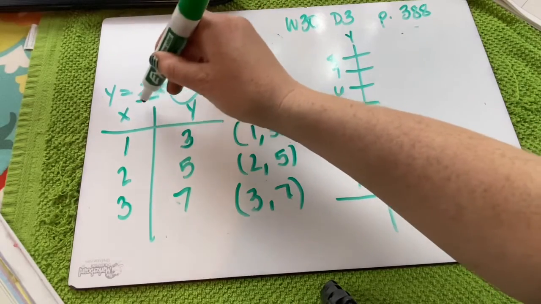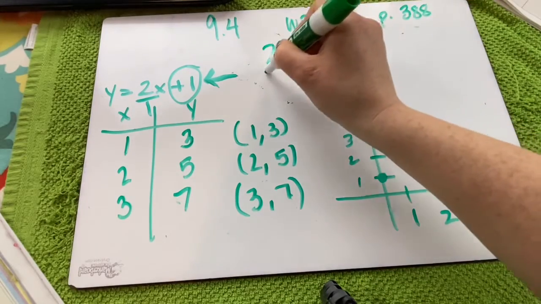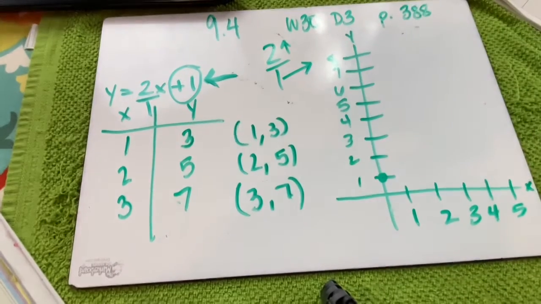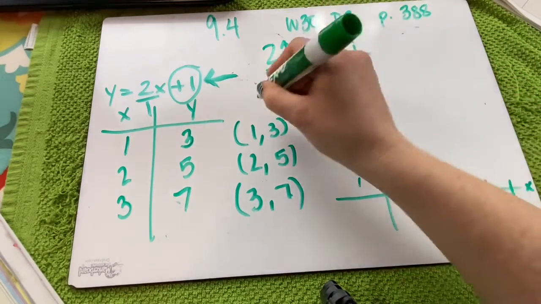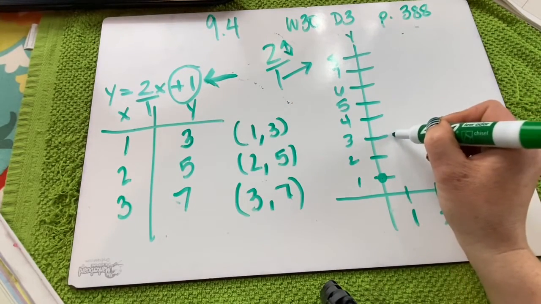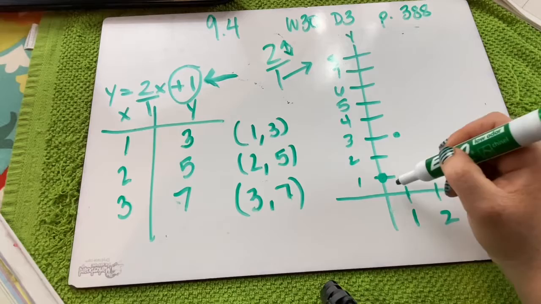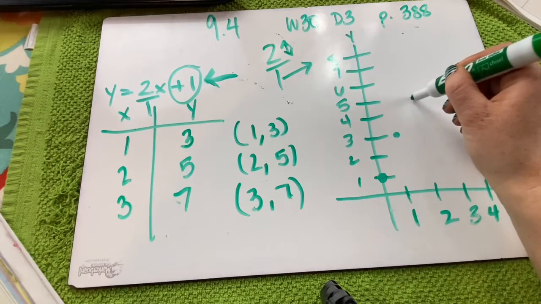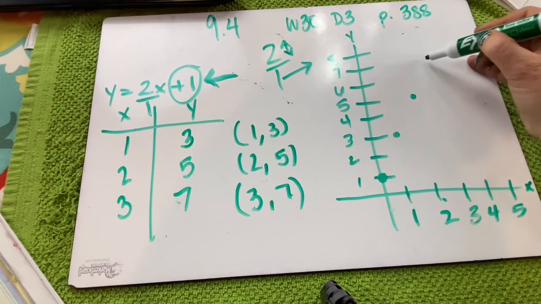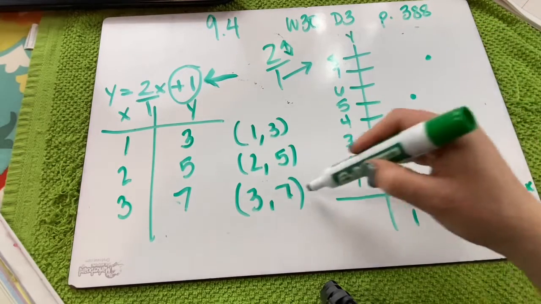Now, this right here, I'm going to make it into a fraction. So it's 2 over 1. And we always do rise over run, always. Rise can go up or down, but run always goes the same way. So this will say go up 2 over 1, right? So this will be 1, 3, okay? So now we're gonna go up 2 over 1. So now I'm at 2, 5. Okay, so up 2 over 1, right? So now I'm at 3, 7.